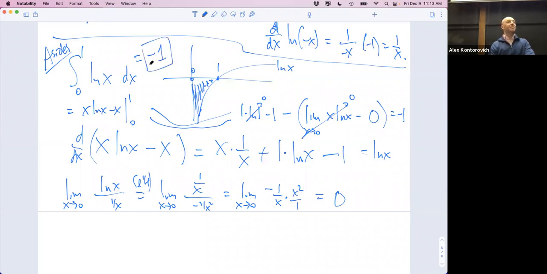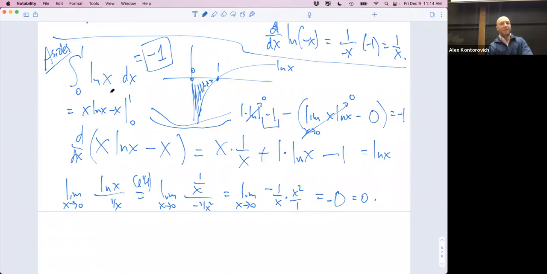Sorry? Minus 0. Yes, but minus 0 is the same thing as 0. Here, this is the value when x is equal to 1. So I have 1 times log of 1 minus 1. But log of 1 is 0. So this is just 0 minus 1. This is the only thing that survives.